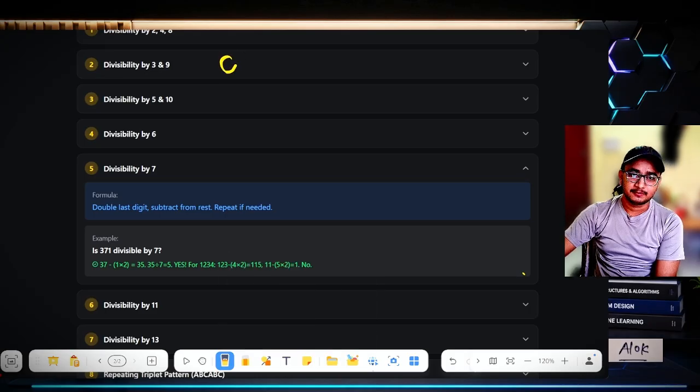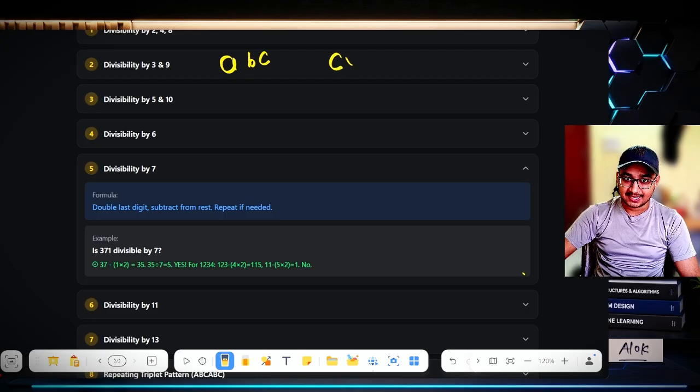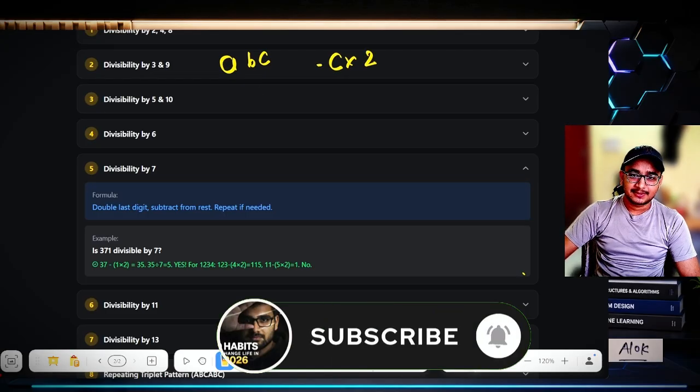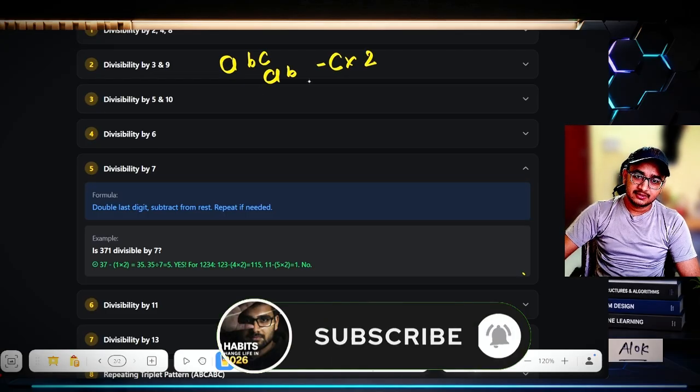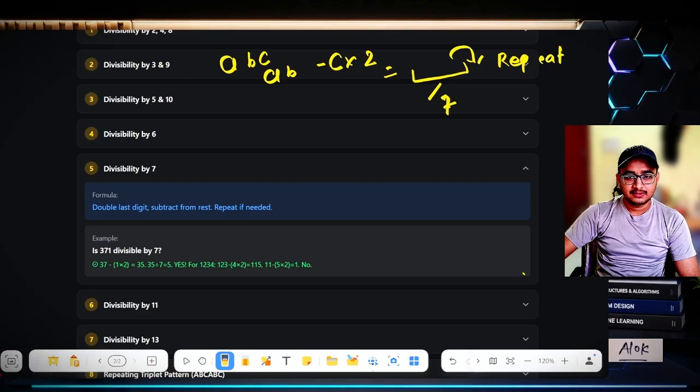Let us assume you are given a number A, B, then C. What do you have to do? Double the last digit, C into 2, and subtract that from AB. Then you will get some value. If that value is not divisible by 7, then you have to repeat it. You have to check whether this value is divisible by 7 or not. If not, then you have to repeat the process, guys.